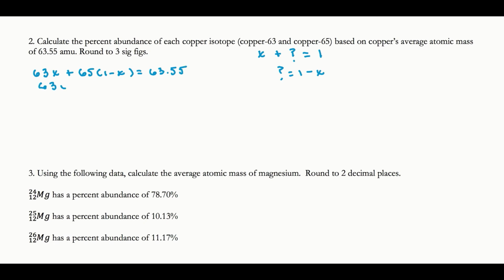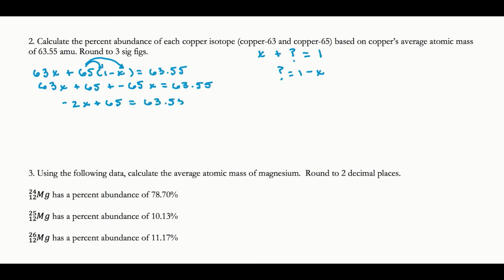So 63x plus 65(1 minus x). I'm going to distribute the 65 to both the 1 and the minus x. So 65 times negative x gives me negative 65x. And that equals 63.55. Okay? I'm going to combine like terms. So 63x minus 65x gives me negative 2x plus 65 equals 63.55.